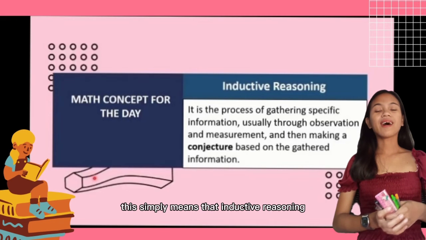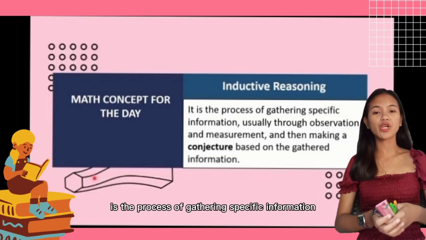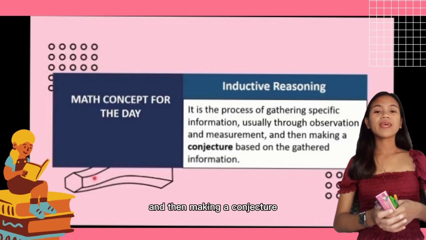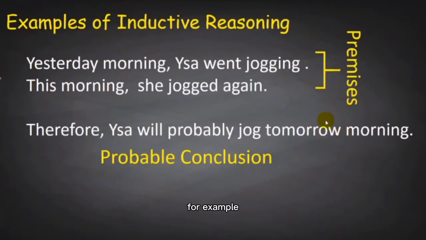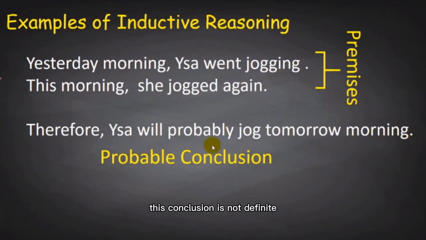This simply means that inductive reasoning is the process of gathering specific information, usually through observation and measurement, and then making a conjecture based on the gathered information. For example, yesterday morning, Isa went jogging. This morning, she jogged again. Therefore, Isa will probably jog tomorrow morning. This conclusion is not definite, but based on the morning routine of Isa, there is a high chance that she will jog tomorrow morning, right?